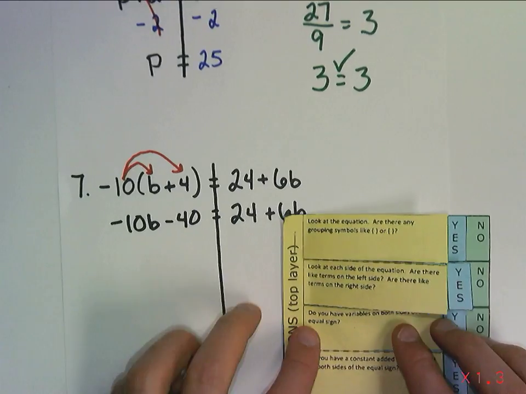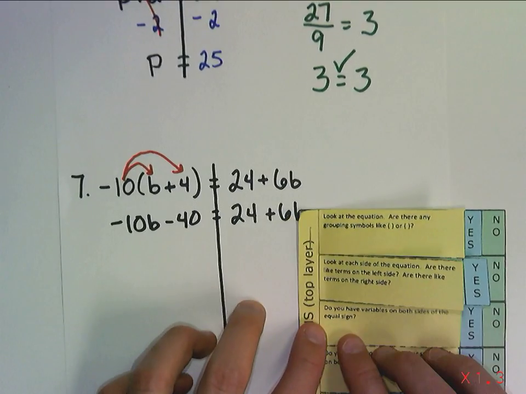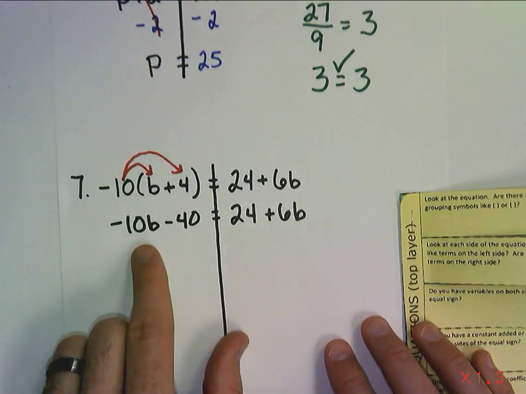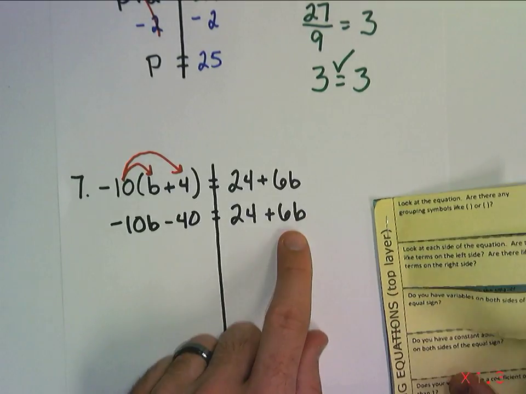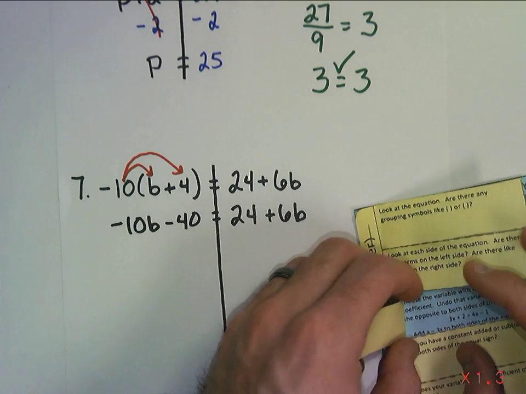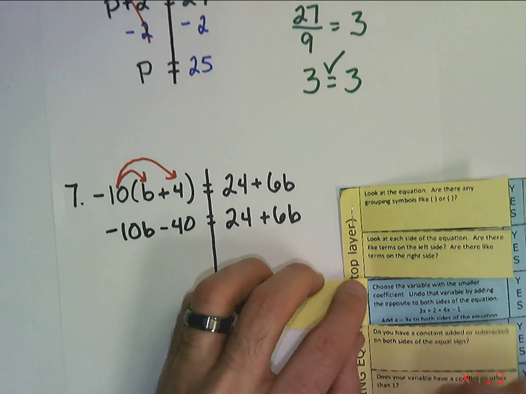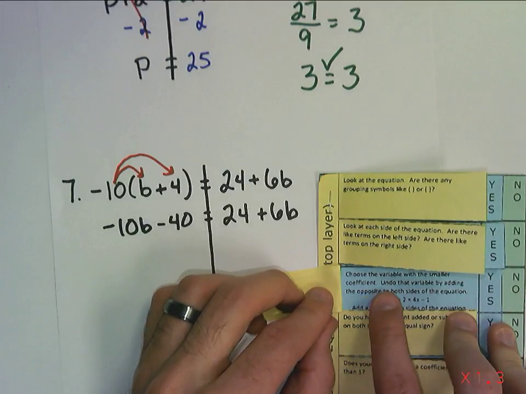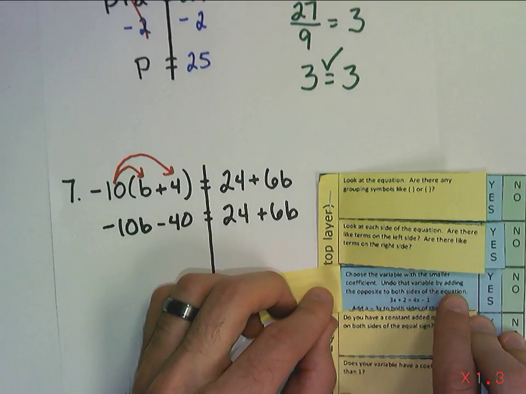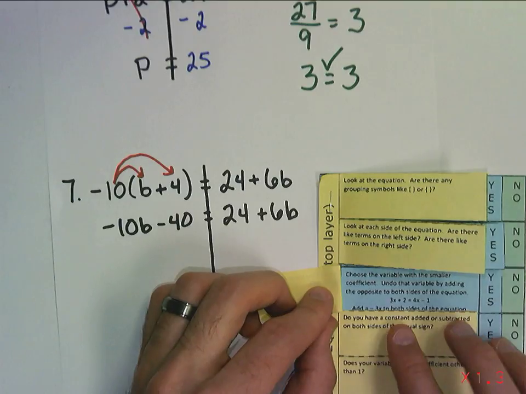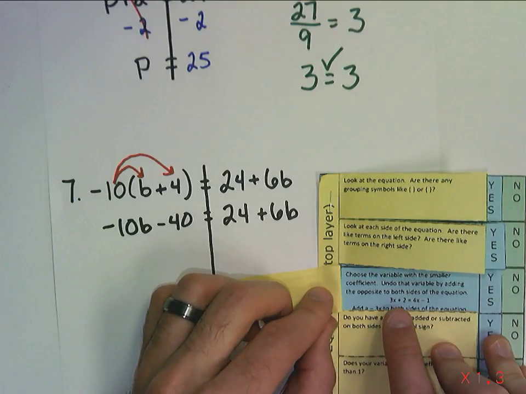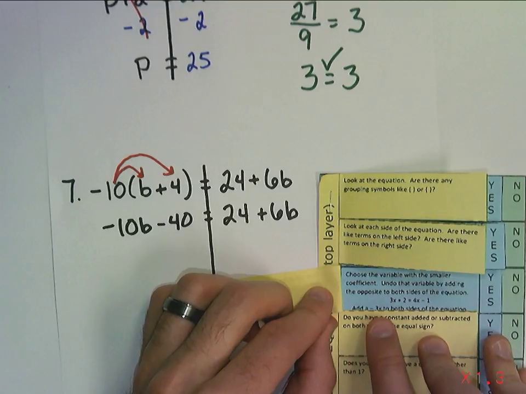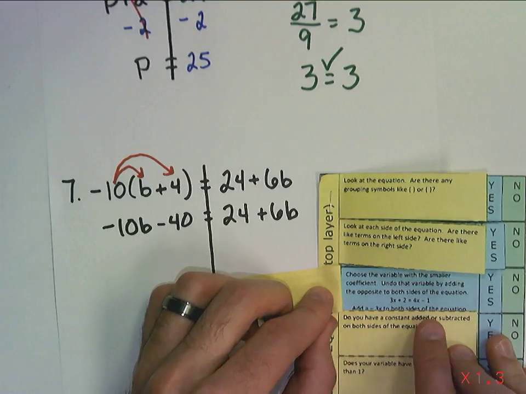Here's what I was actually doing. Do you have variables on both sides of the equal sign? In this case, yes. We have a negative 10b and a positive 6b. So what do we need to do here? What does it tell us? It says choose the variable with the smaller coefficient, undo that variable by adding the opposite to both sides of the equation. And they give you a problem here, 3x plus 2 equals 4x minus 1. It says add a negative 3x, or just subtract 3x, to both sides of the equation.